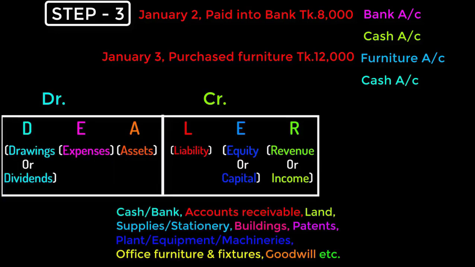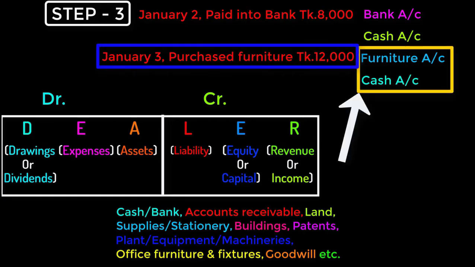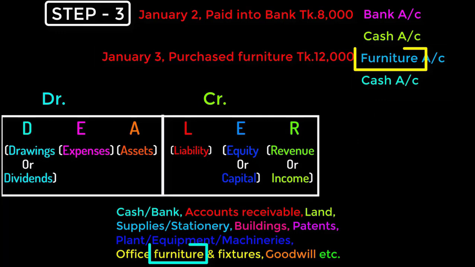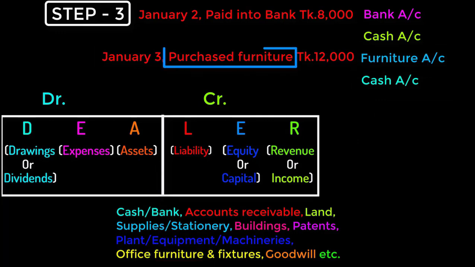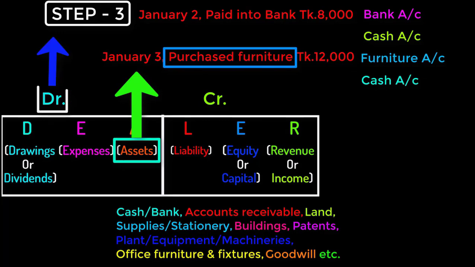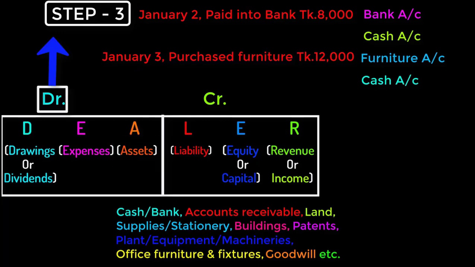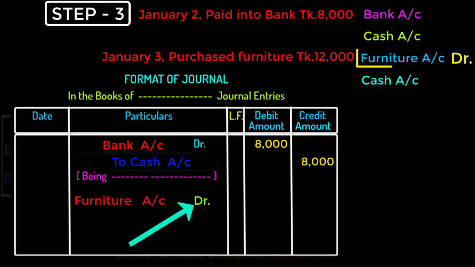Okay? Now I want you to focus on these two accounts of this transaction. See, furniture is an asset and for purchasing furniture asset is increasing here. That means debit is increasing here. If debit increases, it will remain debit. Therefore, as an accountant of the company, what will you do now? You will have to debit this account with taka 12,000.